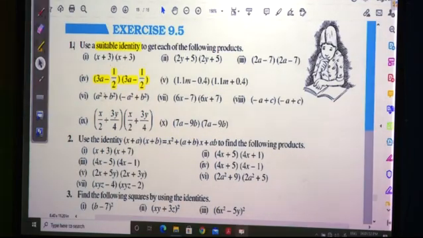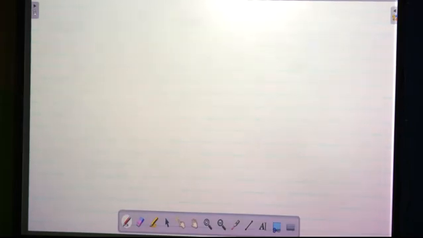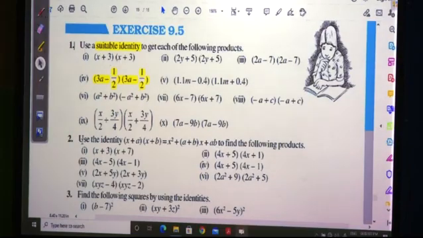Now, the next question. We have not erased the previous one. We shall erase this. The next question, that is the second question. Use the identity (x plus a) in first bracket, (x plus b) in second bracket, is equal to x square plus (a plus b)x plus ab, to find the following products. That is the identity 4 that we have to use.